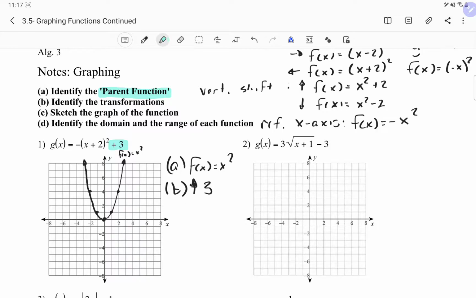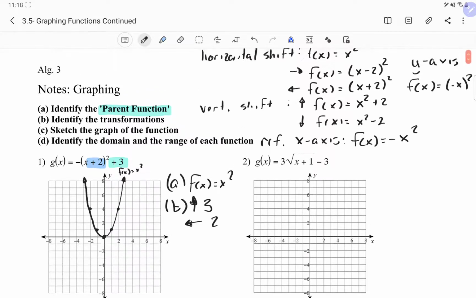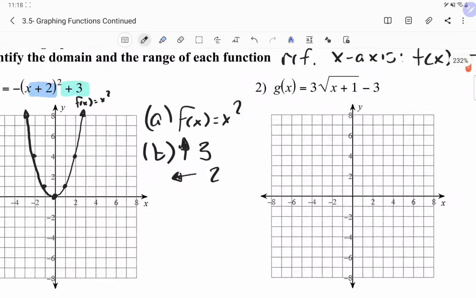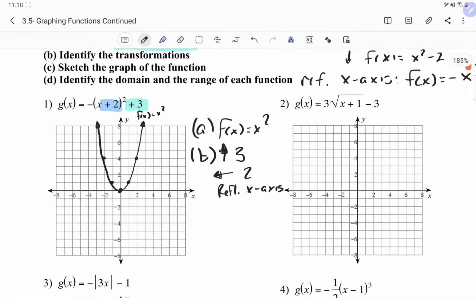Okay, on the inside here, we have plus 2. Okay, remember on the inside of the parentheses, it is opposite of what you initially think. So it is actually going to be a shift left 2 units, and then the negative on the outside tells us to flip it across the x-axis. Okay, so it is a reflection on the x-axis. Okay, so part B is all I'm looking for there.